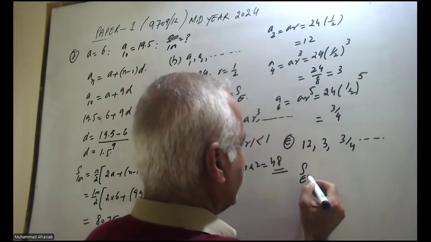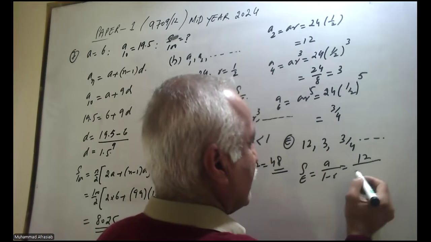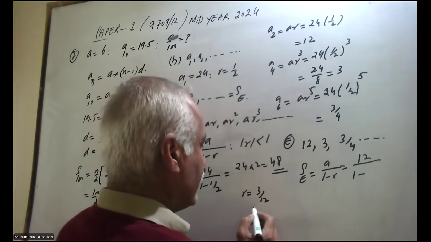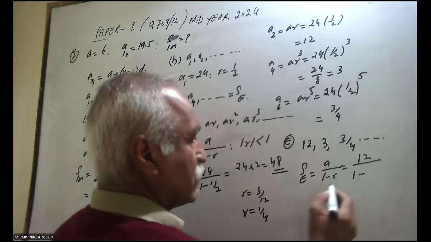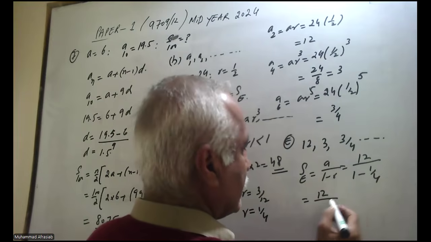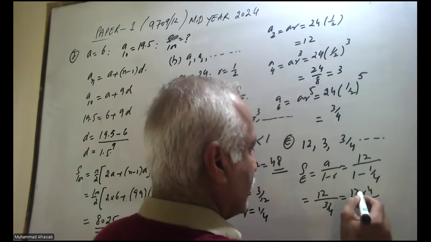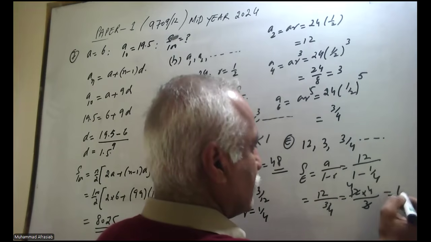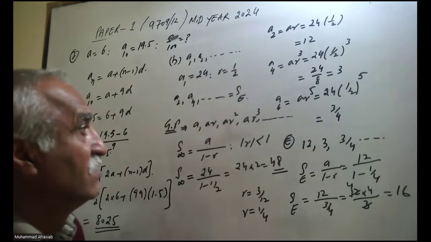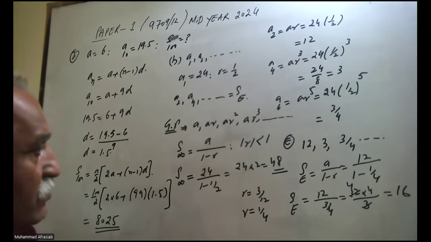So the sum of the even terms is equal to a over 1 minus r. Here a is 12, and r is basically 3 by 12, that is 1 by 4. So that is equal to 12 over 1 minus 1 by 4, which is 12 over 3 by 4, or 12 into 4 over 3. So that is equal to 16. So the sum of the even terms is equal to 16, and the sum to infinity of the whole progression is equal to 48.